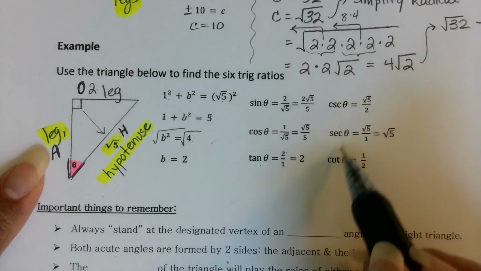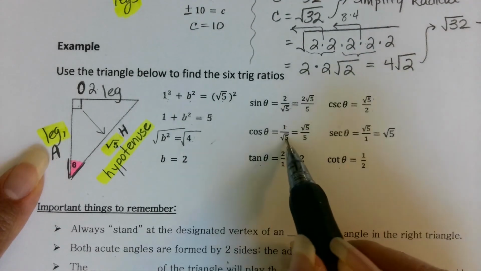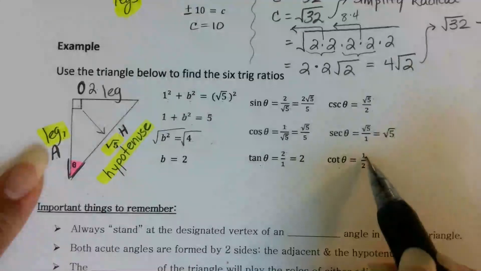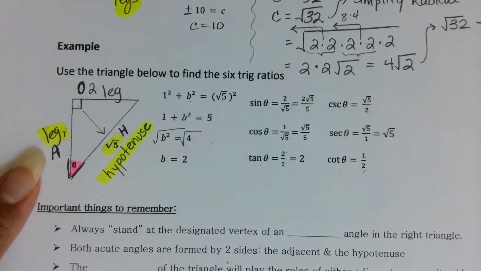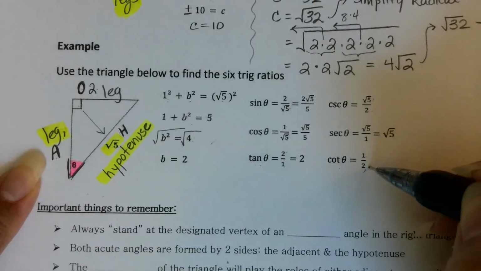Notice to find the reciprocals, they just took 2 over square root of 5 and flipped it. 1 over square root of 5 and flipped it. 2 over 1 and flipped it. So there's no extra work when it comes to taking the reciprocals, okay?